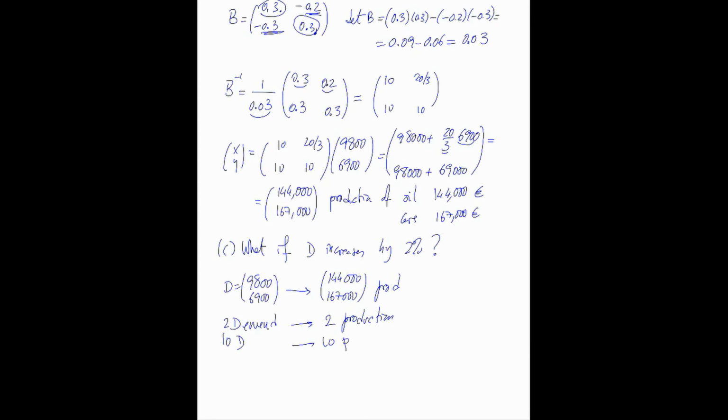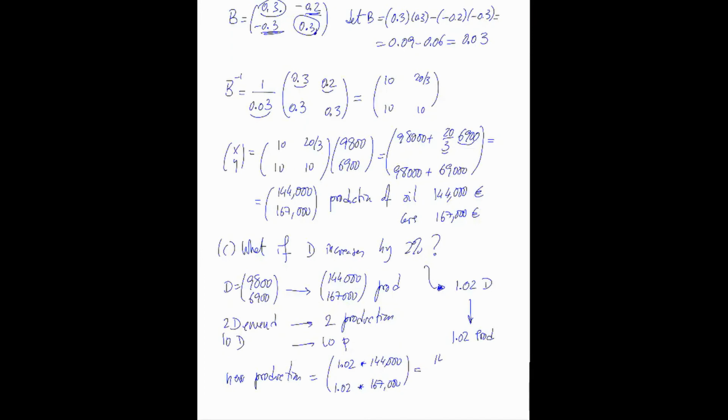So if the demand increases by 2%, an increase of 2% is 1.02 times the demand, and it will require 1.02 times the production. So your answer, the new production, will be equal to 1.02 times 144 and 1.02 times 167. And that's equal to, the new production is 146,880 for oil, and for cars is 170,340, and that's your new production.